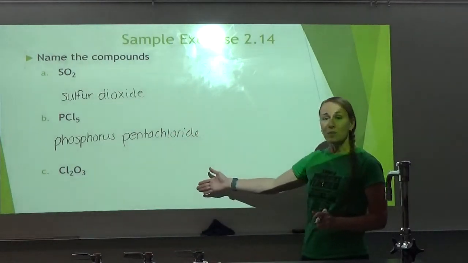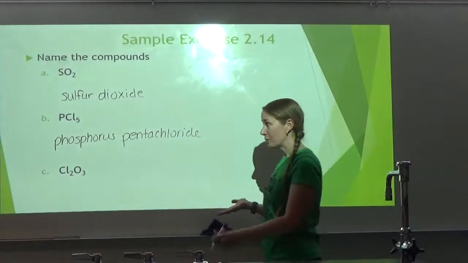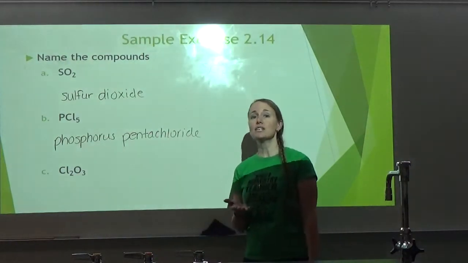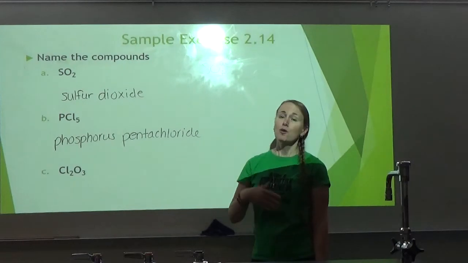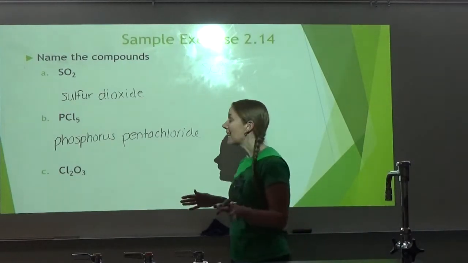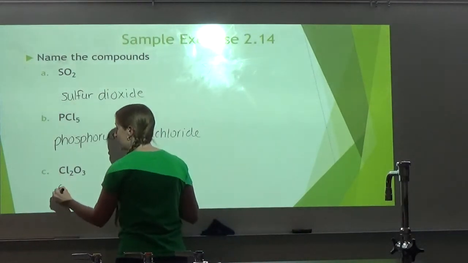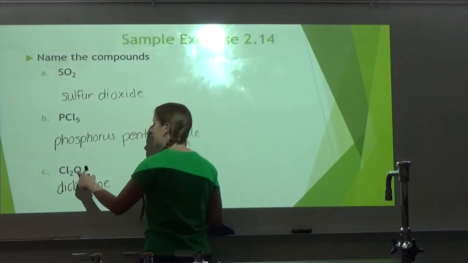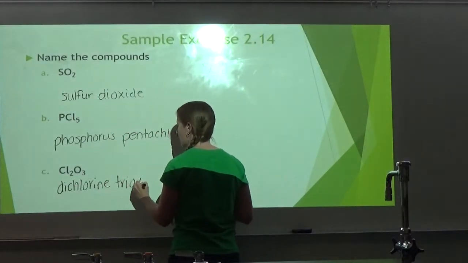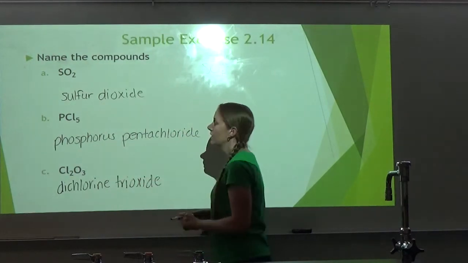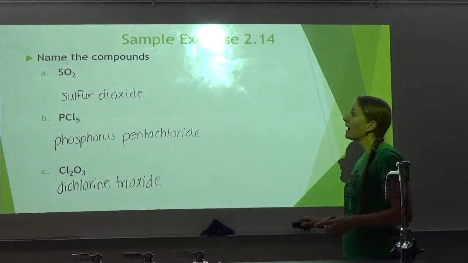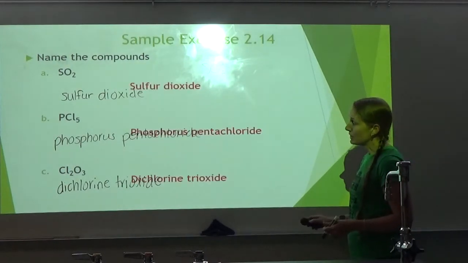All right, so for our bottom one, we finally need a prefix for both of them. So I have 2 Cl's. Now a lot of you are tempted to call this dichloride, but remember, the first element does not need I. So this would be dichlorine, and then trioxide. Okay, so don't accidentally change the ending to I if it's not the second element.